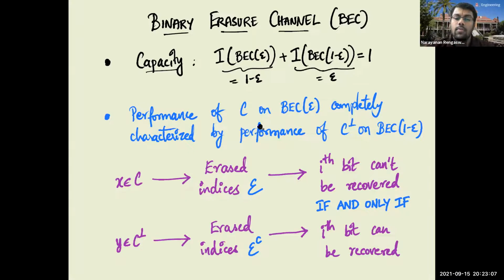Therefore, the performance of a code over BSC of epsilon is completely characterized by the performance of the dual code on the dual channel. One way to see this is if you consider transmitting a codeword through BSC of epsilon, and let's say the erased indices are given by script E, then the ith bit of X cannot be recovered from all other bits if and only if the ith bit cannot be recovered from all other bits in the dual setting, where you have a dual codeword transmitted over the dual channel where the erased indices are complemented. So this can be argued using linear algebra, and in our paper, we give an entropic description of this.